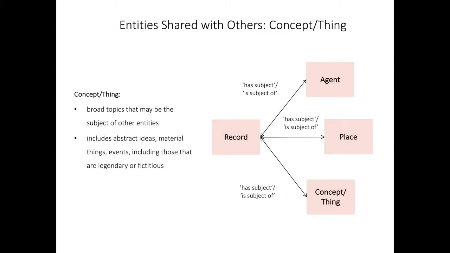While the records entities may have other entities as their subject, agents, of course, or as noted, places may be the subjects of records commonly, we finally have the concept thing entity, which captures the broad topics that may be the subject of the record and business entities in particular. This then bundles together abstract ideas, material things and events, including those, where appropriate, that are legendary or fictitious.